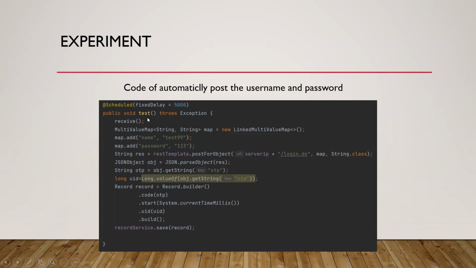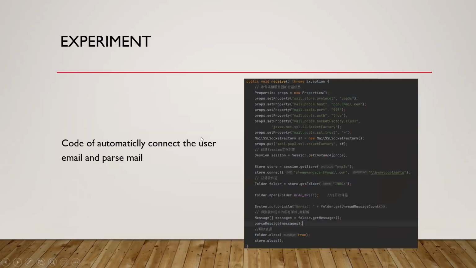The first line here, we use the Java library scheduled, and that will automatically run the whole process every 5 seconds. That's the code to connect to the user emails and parse the emails. Here we use POP3 to retrieve the Gmails. And here is the test user's email address and password. And here is going to open the inbox and read the unread emails.